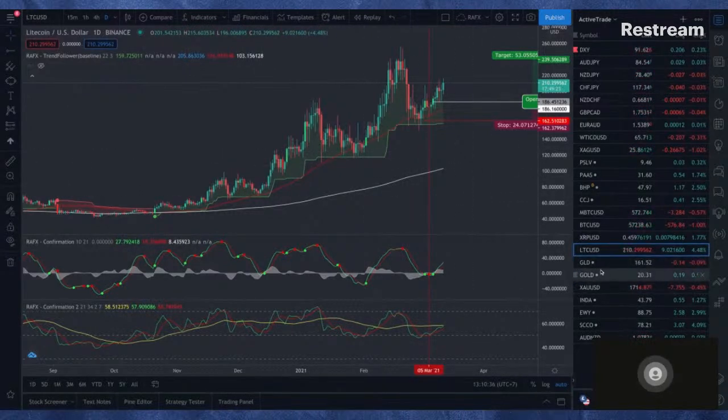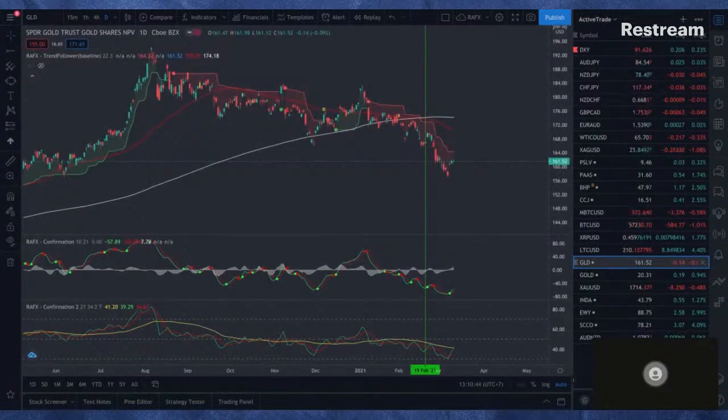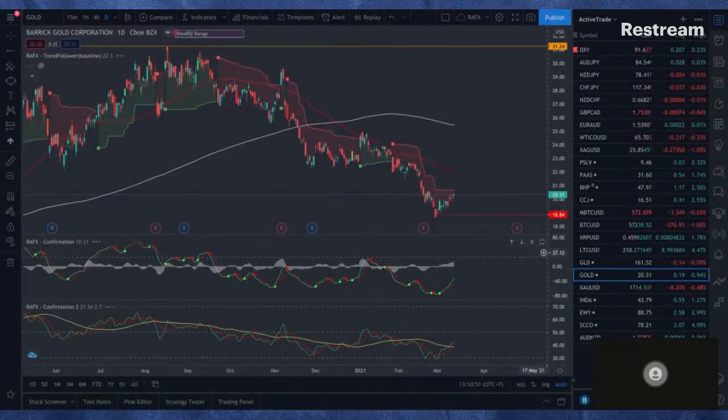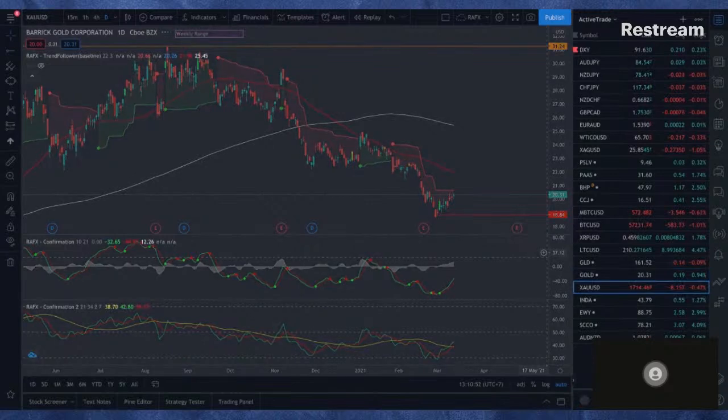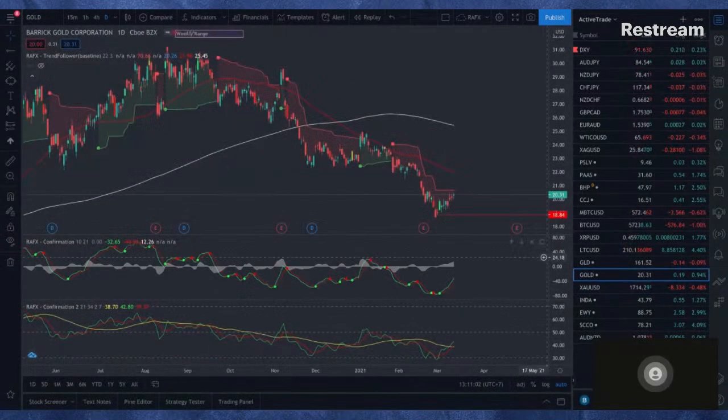So for gold, I am just monitoring these guys, but I don't see any reason to enter in here yet because they are still on the downtrend. See, the price is still way below the 200 baseline.